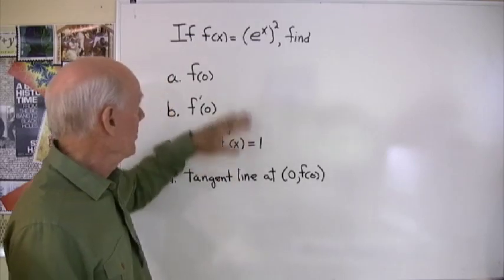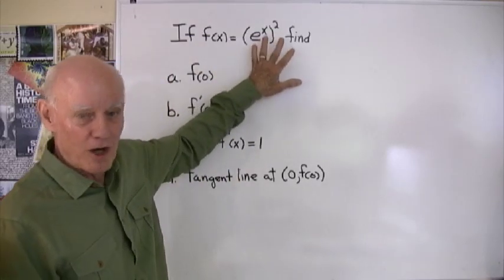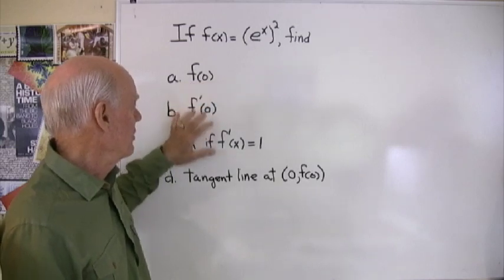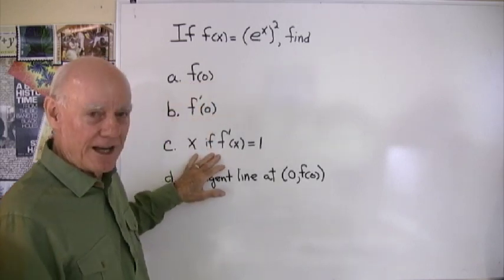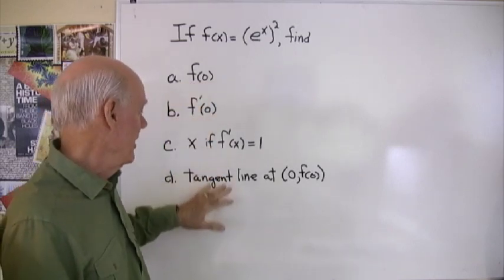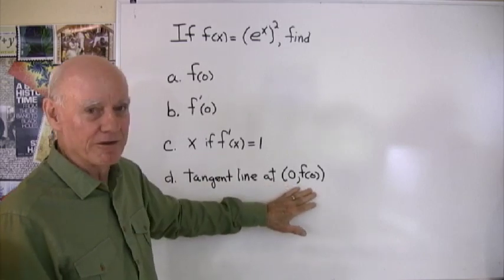Okay, here we have a problem. If f of x is e to the x quantity squared, find f of 0, f prime of 0, x if f prime of x is 1, and the tangent line at 0, f of 0.